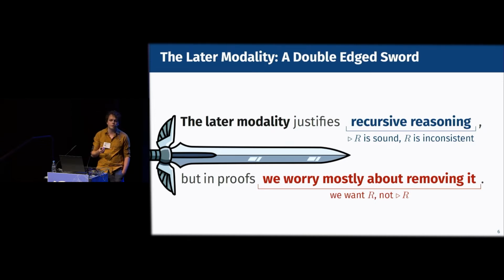However, that's not how the users of these logics typically think about the later modality. If you are in the middle of a proof and suddenly a later modality pops up, well, I don't know about you, but I am typically not filled with joy that I'm now being saved from inconsistency. All I worry about is how to get rid of it. It's a guard, and I want to access the contents that it's guarding.